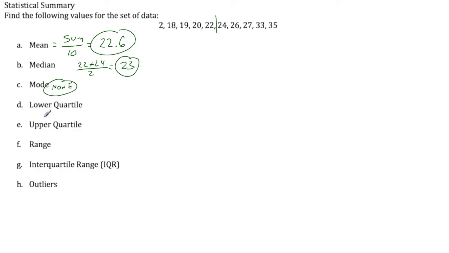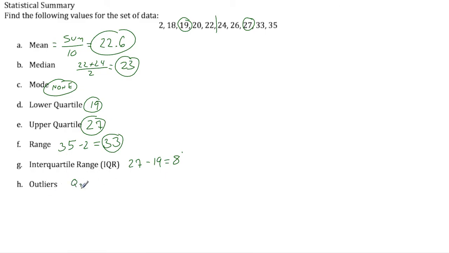The lower quartile is going to be the median of this bottom half, and so that would be 19, while the upper quartile would be 27, the median of the upper half. The range is the largest value of 35 minus the smallest value of 2, which is 33. And the interquartile range is just going to be the upper quartile minus the lower quartile, and that's going to be 8. Now, to get the outliers, this is going to be Q3 plus 1.5 times the interquartile range. So anything greater than this, and anything less than Q1 minus 1.5 times the interquartile range.